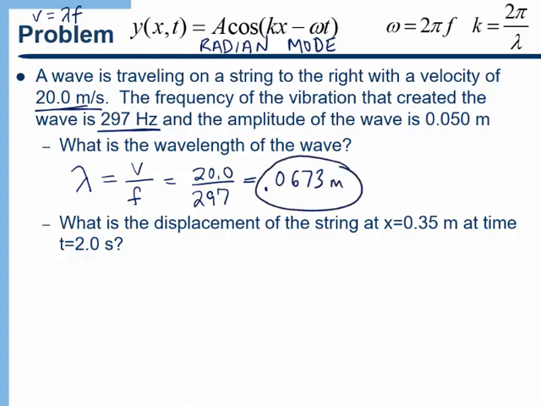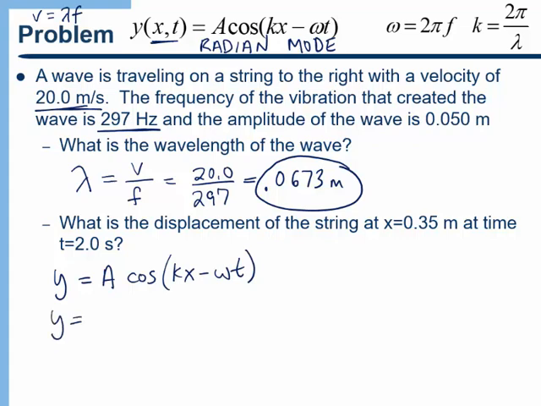Once we've got the wavelength, we can figure out the displacement of the string at a certain point along the string and at a certain time. That's what this equation does, and I don't have to write in the (x, t). That's just to remind you it's a function of both, but I'll just write y is equal to A cosine of kx minus omega t. And at this point now we just have to plug in the correct values.